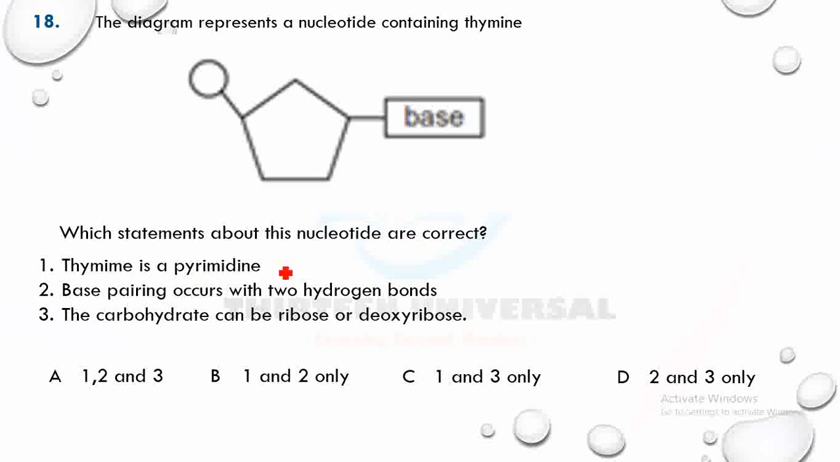Thymine is a pyrimidine. Yes, pyrimidine, because it has a single ring structure. Base pairing occurs with 2 hydrogen bonds. Yes, because thymine forms 2 hydrogen bonds with adenine. Yeah, that's correct. The carbohydrate can be ribose or deoxyribose. Now it can't be ribose because thymine is only found in DNA. It's not found in RNA. Do you get? So that makes that wrong. So we have A and B correct.